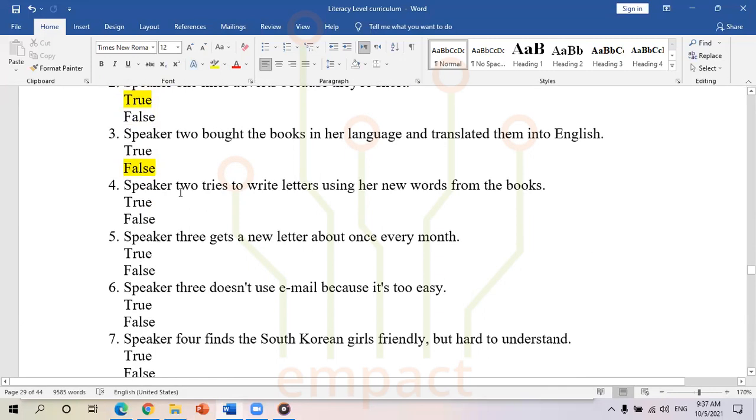Number 4. Speaker 2 tries to write letters using her new words from the books. Is that true or false? What do you think about this one? Yes, Rasha. True. Yes, because as you heard, she said, I'm always learning new words from the books and I would like to use them while I'm writing letters to someone. Isn't it? So as much as she learns the new words, she's going to use them in writing. So it's true.